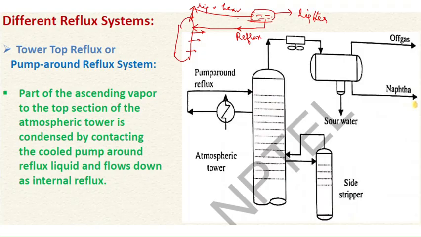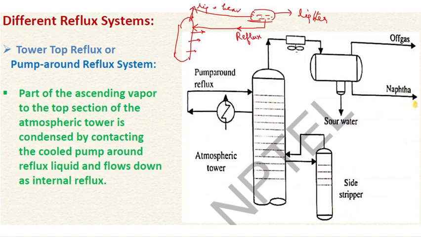Yes, ma'am. Okay. So reflux is basically circulating the unwanted portion again and again, so that the maximum amount of purification of a product can be done. Different reflux systems are also available. It is not like only a single form of reflux is available; there are various types of reflux. One is pump around or tower top reflux.